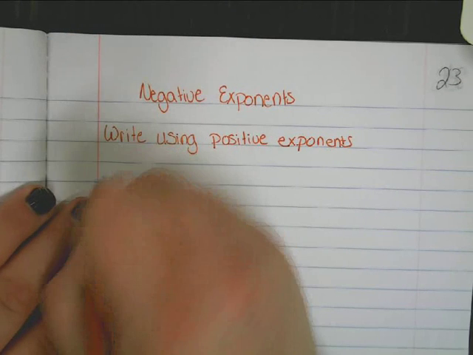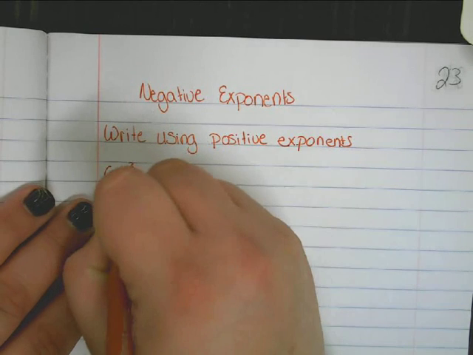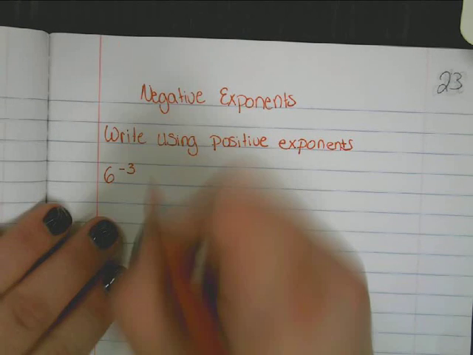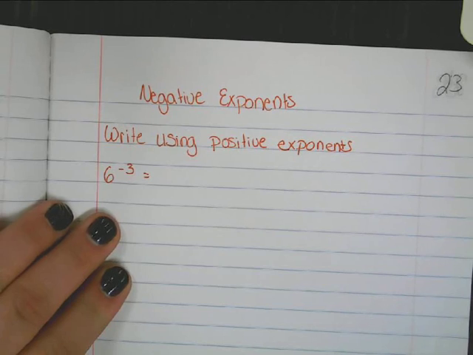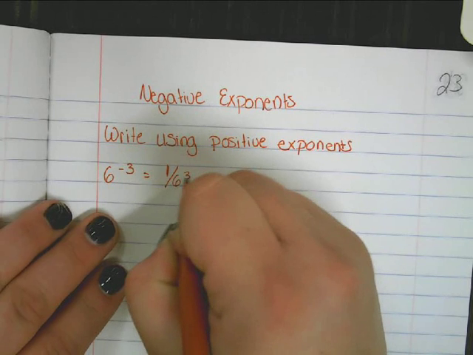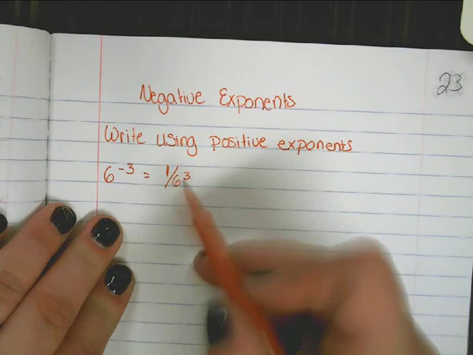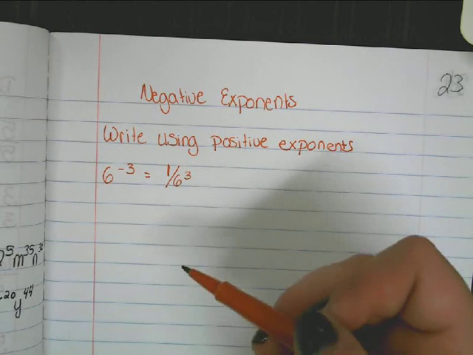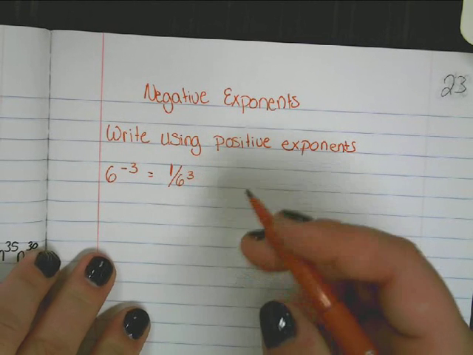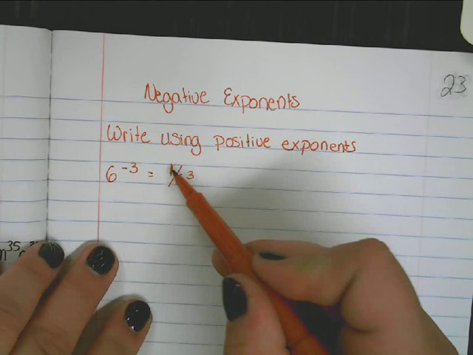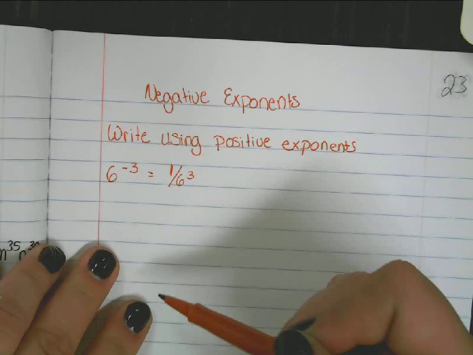So if I give you 6 to the negative third power, and I want you to write it using positive exponents, you're going to make it into a fraction. So you're going to write it as 1 over 6 to the third. Get rid of the negative with your exponent. That's all you have to write. You just write it as a fraction. Put a 1 on top, get rid of the negative sign. That's all you're doing. That's it.